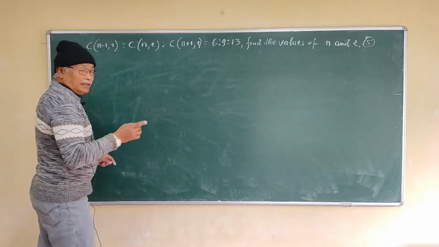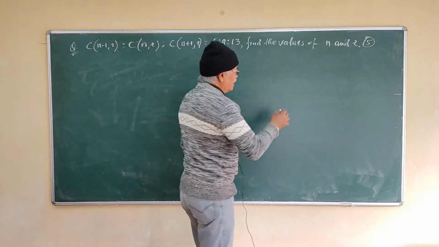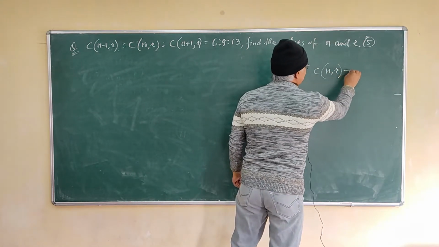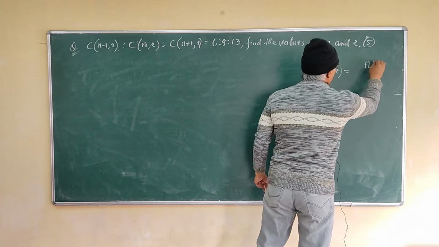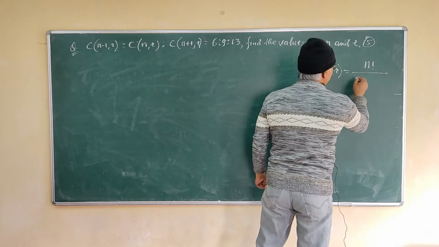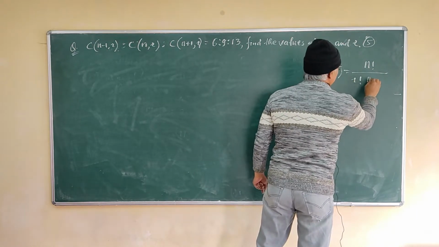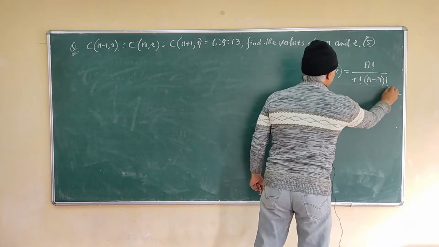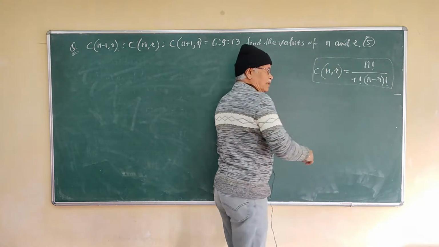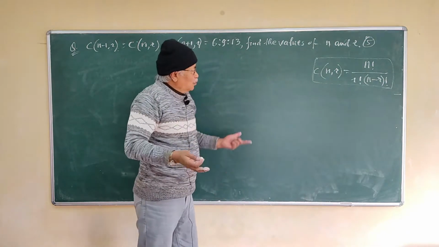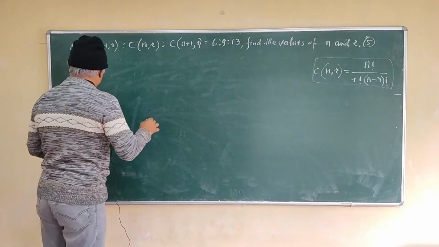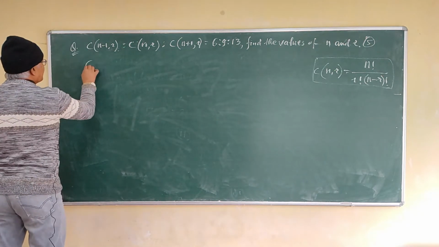So you try to recall what is C(n, r). C(n, r) is n factorial over r factorial and then (n minus r) factorial. That is the thing, right? So in accordance with that, we have to find out the value of this one. Okay, let's see.